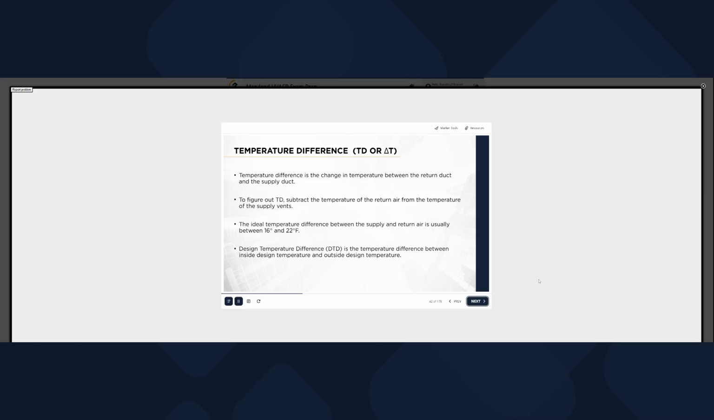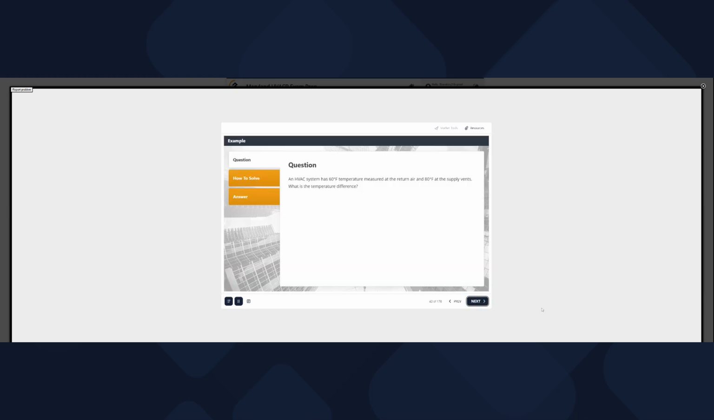Do not confuse temperature difference with design temperature difference. Design temperature difference, DTD, is the difference between inside design temperature and outside design temperature. Let's work through a different example. Click the next button or on each tab to see how to calculate the correct answer.